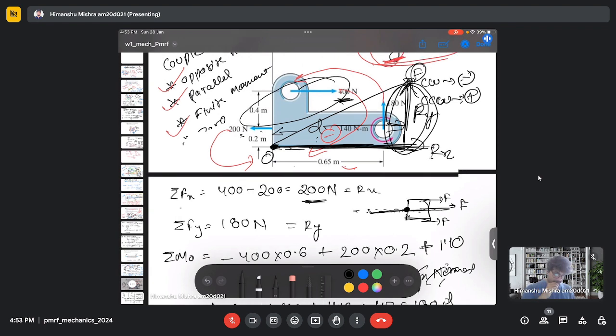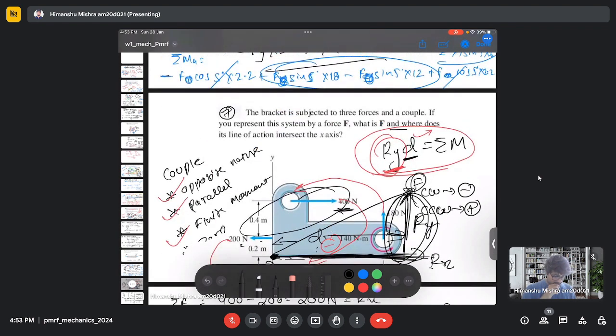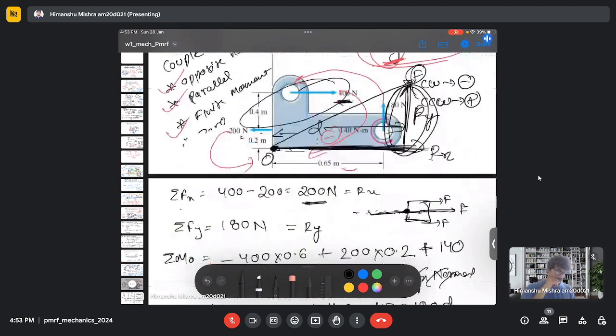It is given in the question that the line of action intersects with the x-axis. So it is given that this Rx is actually along the x-axis. It is not like here or here. It actually lies along the line of intersection of the x-axis. So therefore this force will not contribute to any moment. Okay. Yeah.